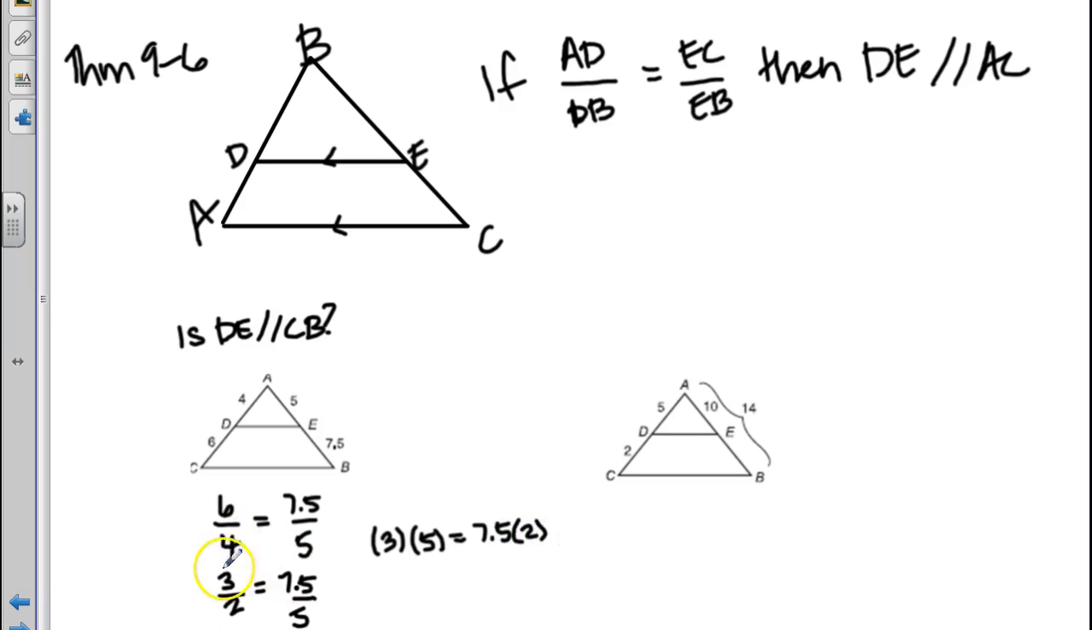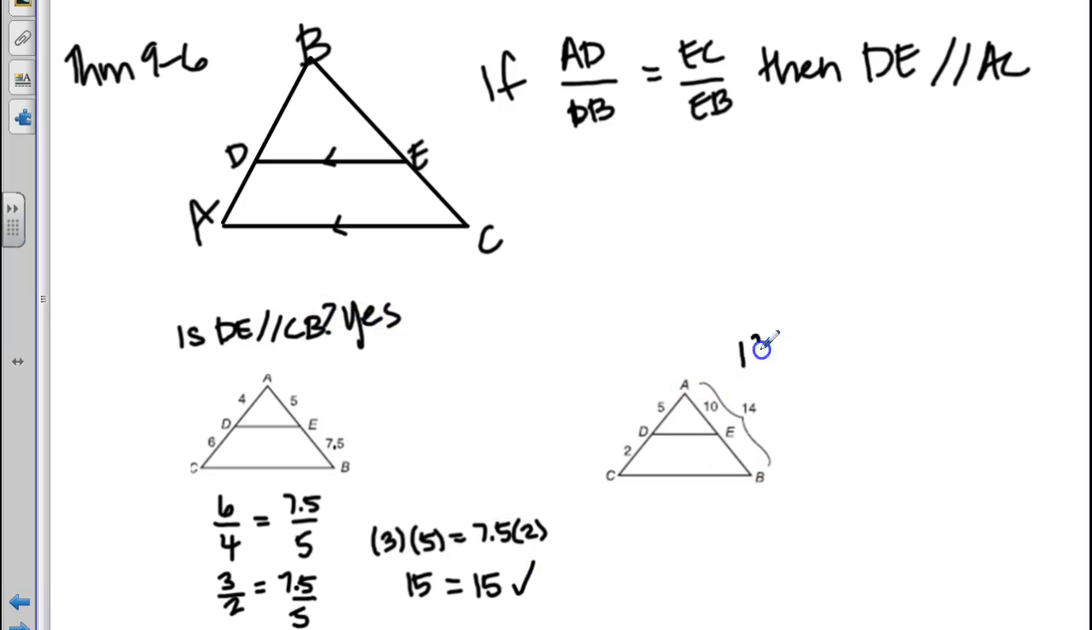And I reduced this. You do not have to do that. 15 equals $7.50, and $7.50 is 15 bucks. So another way you can do that, or just multiply it, totally fine. So those are equal. So yes, those lines are parallel to each other.